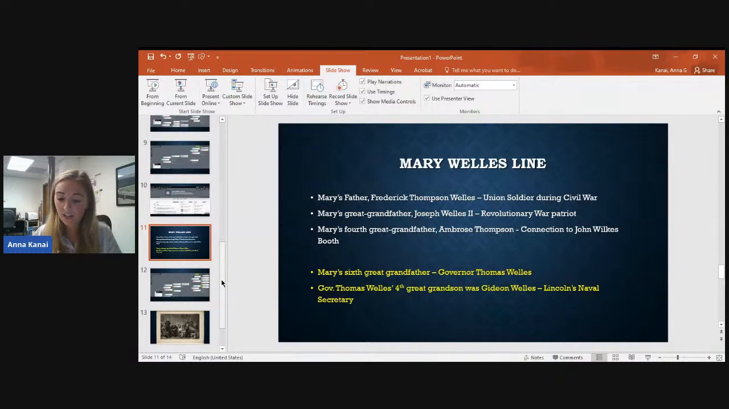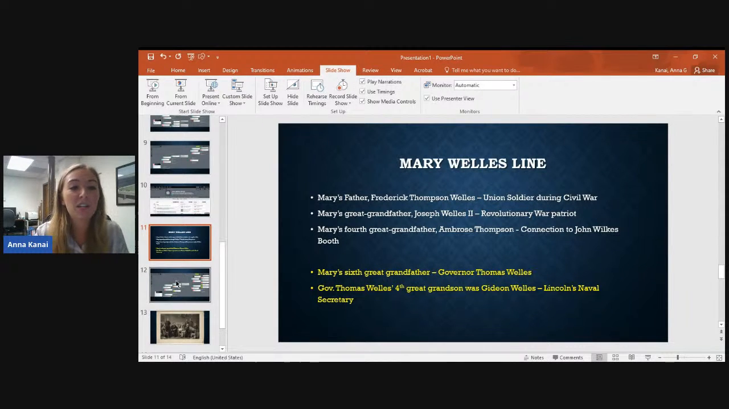His property was confiscated, but he avoided further punishment by heading to New England. So he came over and basically was part of the group that started Connecticut. Going from him, I found that Governor Thomas Wells' 4th great-grandson was Gideon Wells.